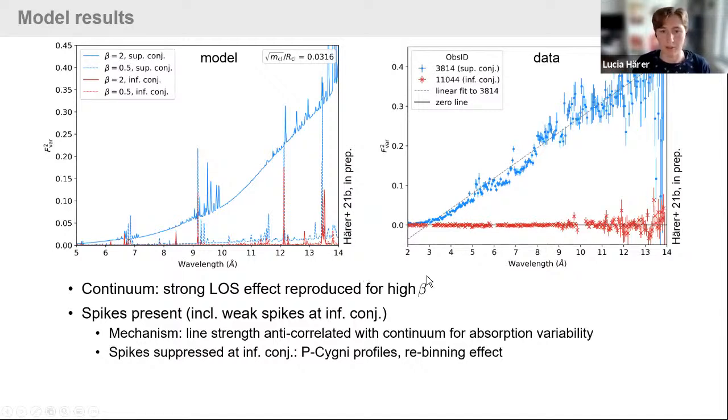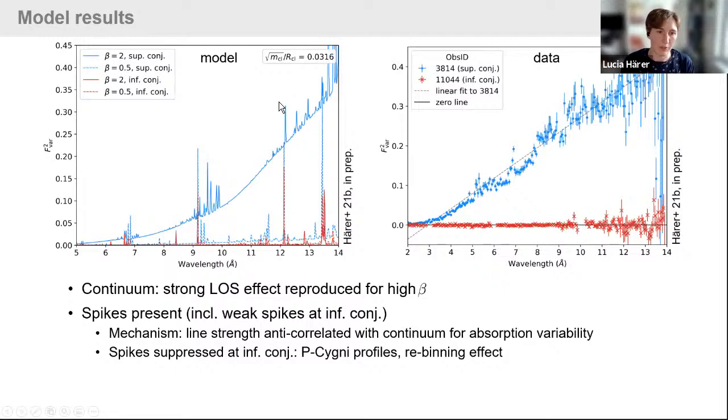Or at least it is so for a high beta, which means that the wind is gradually accelerating. Also, this continuum here falls off a bit faster than in the data, but there's still a large line of sight effect, and the predicted variability also really well matches the measured variability.